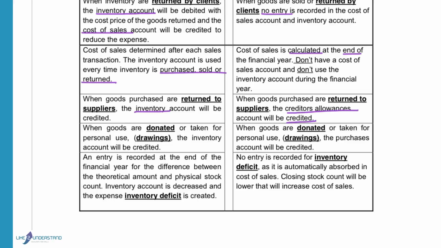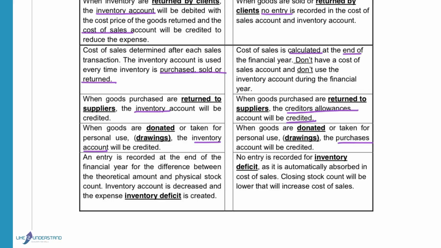When goods are donated or taken for own use by the owner, the inventory account is credited to reduce the amount of inventory. When goods are donated or taken for personal use by the owner, the purchases account will be credited because we want to decrease the expense for purchases, because these goods that were originally purchased with the purpose of selling at a profit are now used for something else and can't be part of the expense for purchases.